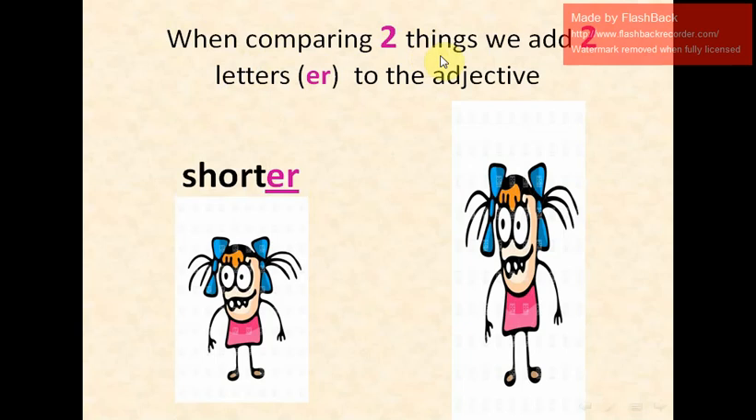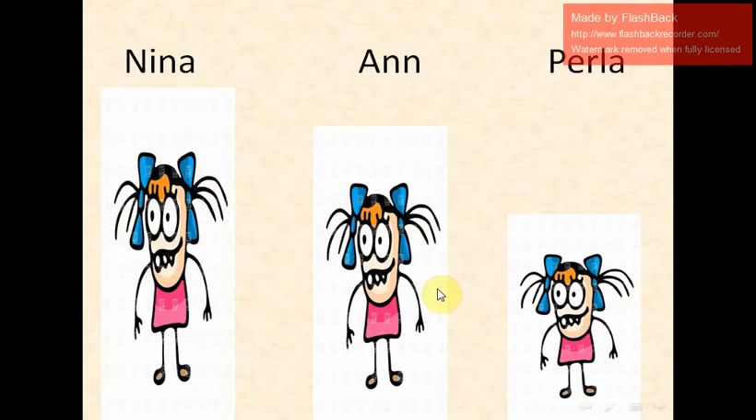Remember, when comparing two things, like the ones here in the picture, we add two letters, er, to the adjective. Here is the adjective short. I add er. Shorter than. I add two letters when I'm comparing two. Okay. Obviously, she has another elder sister. Her name is Nina. So now, how many persons am I comparing? What do you think? 1, 2, 3. I'm comparing 3 persons now. So what is the adjective going to be like?